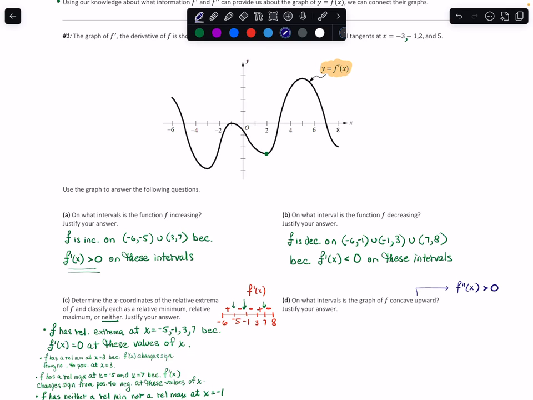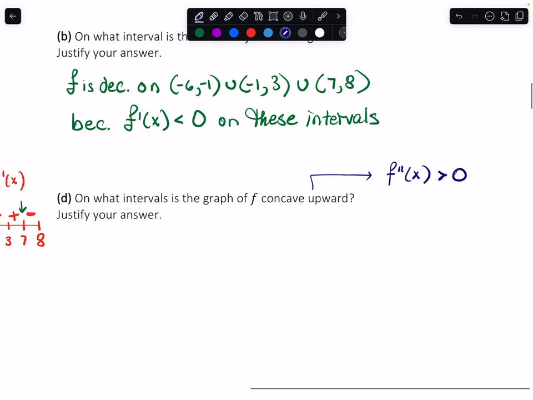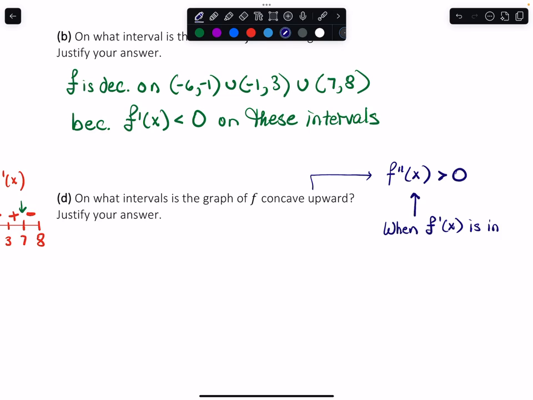While f double prime tells you about the concavity of f, it actually also tells you something about f prime. And this is sort of a little bit mind-blowing, I guess, but how would I be able to figure this out? I think we should maybe make this note here. When f prime of x is increasing, f double prime of x is positive.